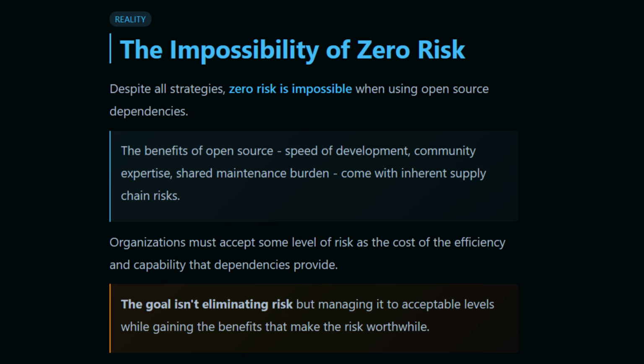The benefits of open source: speed of development, community expertise, shared maintenance burden, come with inherent supply chain risks. Organizations have to accept some level of risk as the cost of efficiency and capability that dependencies provide. The goal can never really be eliminating risk no matter what you do, but managing it to acceptable levels while gaining benefits that make the risk worthwhile.